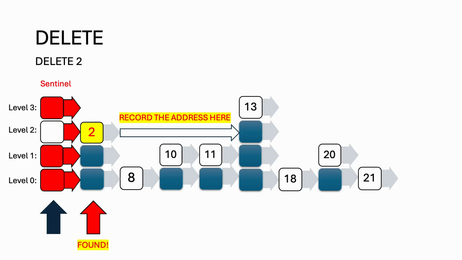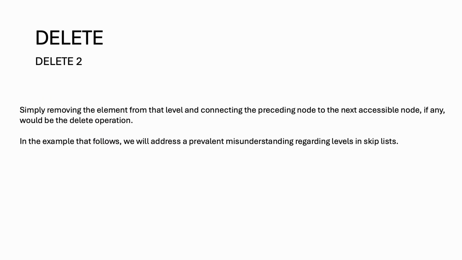At level 2, we immediately find 2. We recorded these positions because we'll need to update the pointers here. And now we move forward and we delete. So we simply remove the element from the level, connecting the preceding node to the next accessible node.